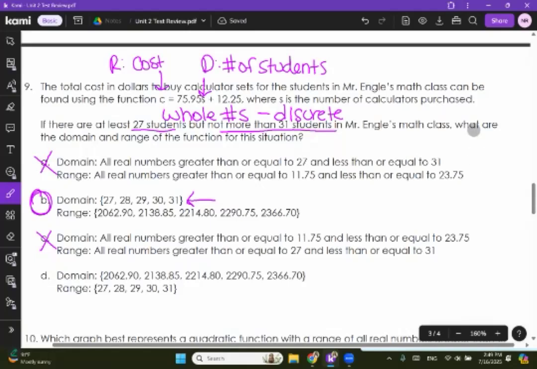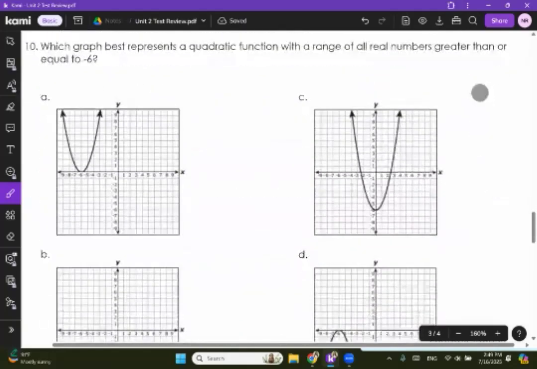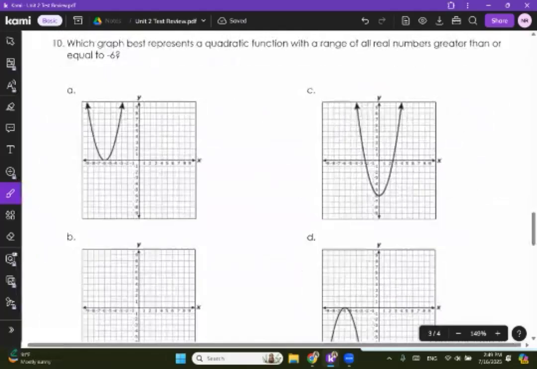Number 10. Which graph represents a quadratic function with the range of all real numbers greater than or equal to -6? Okay, so we're talking about range. We're talking about a y value greater than or equal to -6.